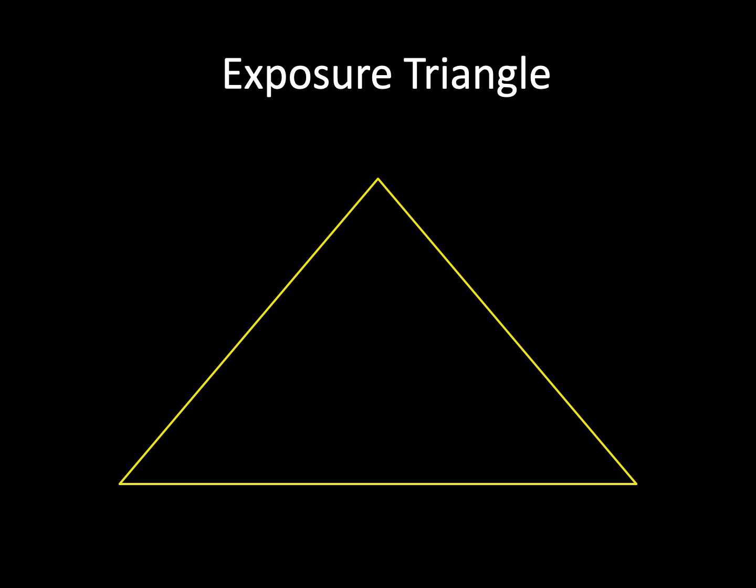So you may have heard the expression the exposure triangle. This refers to the three fundamental controls that our cameras have to determine how much light we receive onto the sensor to get an accurate exposure. And those three things are ISO, aperture, and shutter speed. These three variables need to be kept in balance at all times to get an accurate exposure.